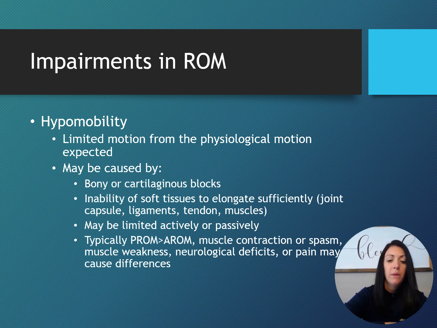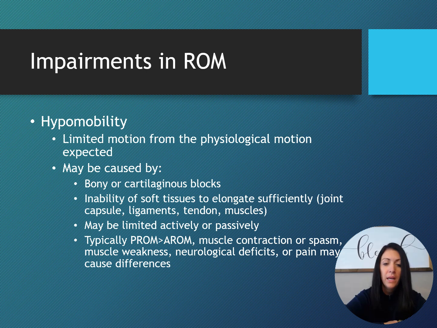Now, maybe the hypomobility is because of inability of soft tissues to elongate sufficiently. So if it's a muscle, maybe the muscles need stretched. And then also maybe the joint capsule is limiting. So you're going to know that with the end feel, and maybe that patient needs joint mobility, joint mobs. And then also the ligaments and tendons, which is going to be really hard to even tell. It's going to go hand in hand if the muscle is tightened, but a lot of times with the ligaments and tendons, you're going to see them pop out more if they look really tight.